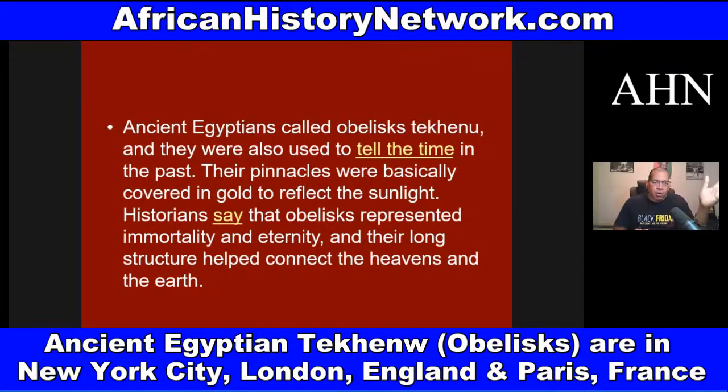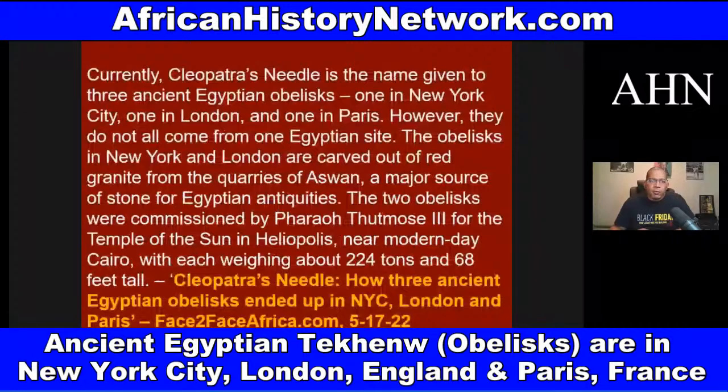When you go to graveyards, you'll see those stone structures. You'll see obelisks in graveyards also. Historians say the obelisk represented immortality and eternity, and their long structure helped connect the heavens and the earth. Currently, Cleopatra's Needle is the name given to 3 ancient Egyptian obelisks, or Tekkenu, one in New York City, one in London, and one in Paris, France. However, they do not all come from one Egyptian site.